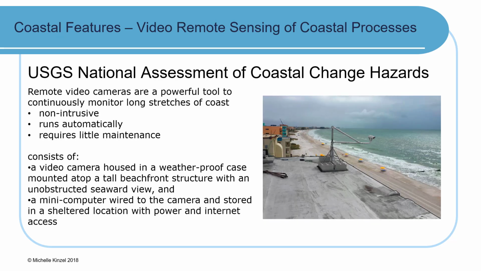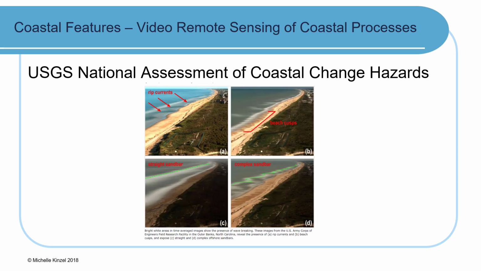Here's an example of a monitoring device, a video remote system on the coast. The advantages of this is that it's non-intrusive, it can run automatically, and requires little maintenance. So it's standalone, and it consists of a video camera, which is in a weatherproof case. These are mounted on a tall structure, like this one is just showing a concrete and beam structure, and there's a mini computer wired to the camera and stored in a sheltered location with power and internet access.